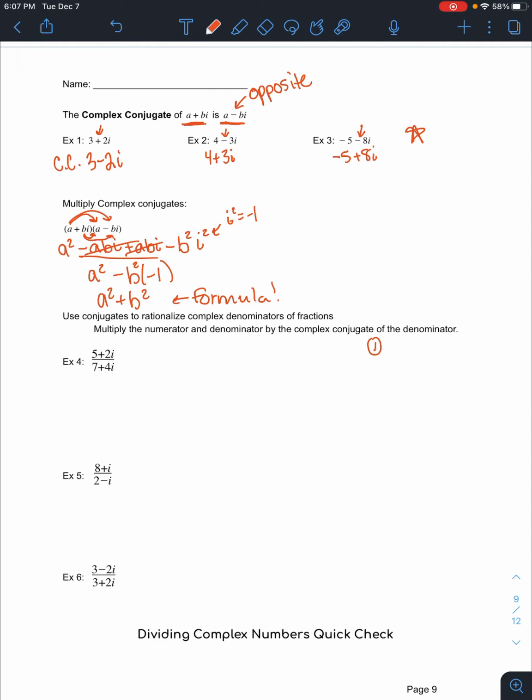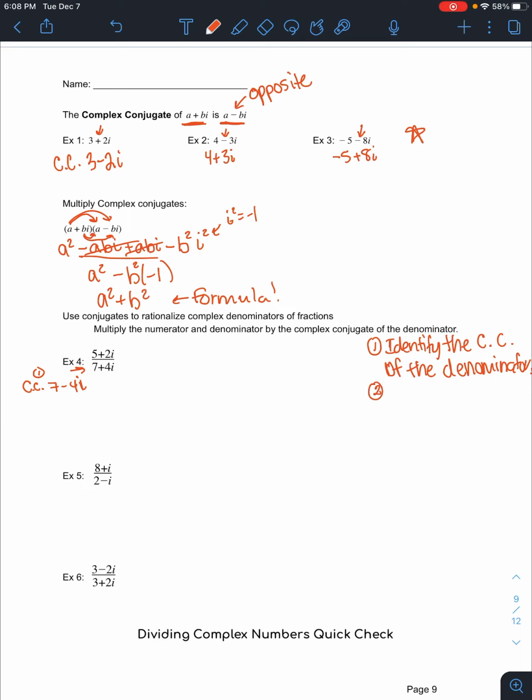So step 1, identify the complex, I'm just going to write CC, complex conjugate of the denominator. Okay, so we need to remember the denominator is the bottom of our fraction. So here, the denominator is 7 plus 4i. So the complex conjugate of 7 plus 4i would be 7 minus 4i. So here's step 1 right here.